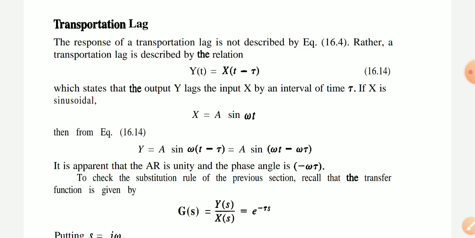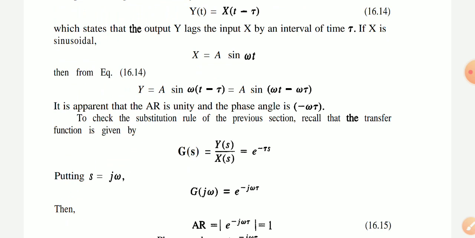then from equation 16.14, y = A sin(omega t - tau) = A sin(omega t - omega tau). Here it is apparent that the amplitude ratio is unity and the phase angle is minus omega tau.